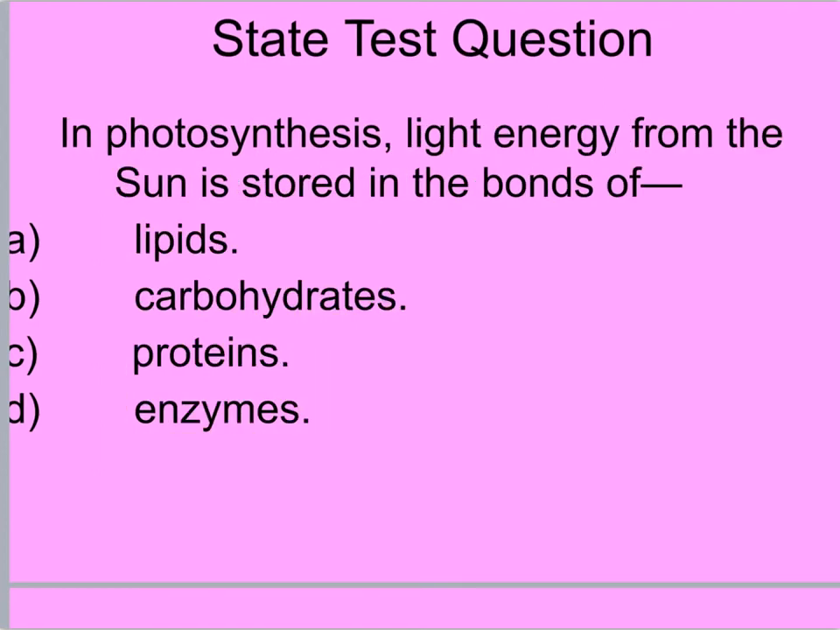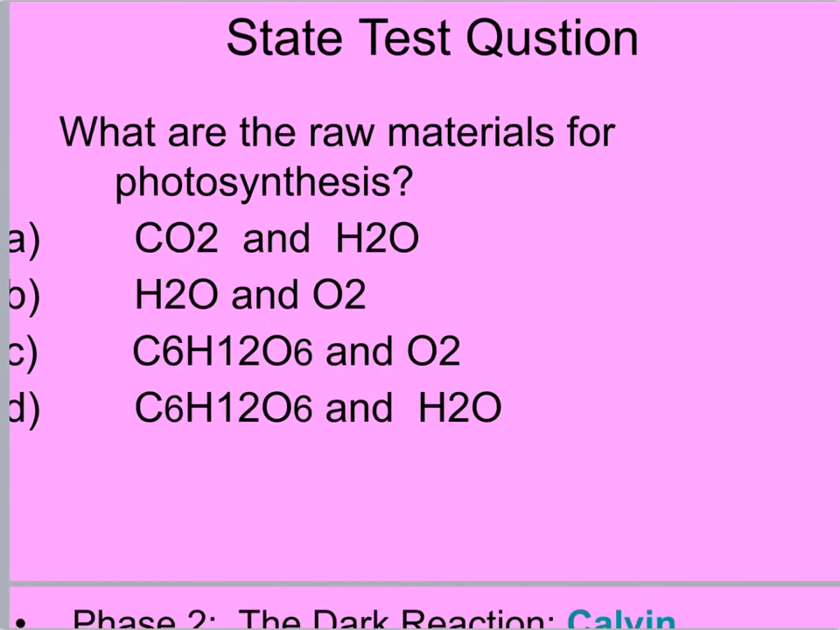In photosynthesis, light energy from the sun is stored in the bonds of. So remember, photosynthesis produces carbohydrates. What are the raw materials for photosynthesis? So that's what you start with. Those are your reactants. Okay, so what do you start photosynthesis with? What do plants need? Okay, we know they need sunlight. We know they need water and carbon dioxide. Plants make glucose and oxygen.